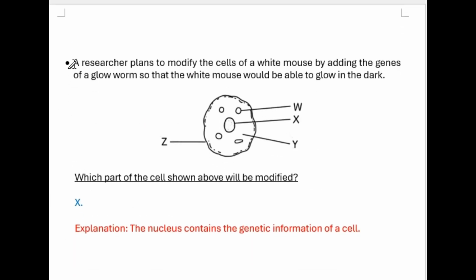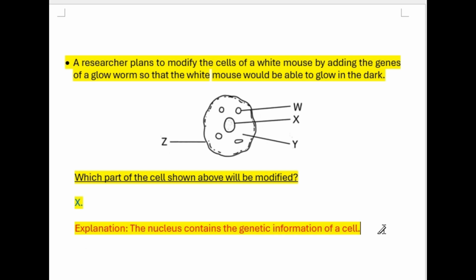A researcher plans to modify the cells of a white mouse by adding the genes of a glowworm so that the white mouse would be able to glow in the dark. Which part of the cell shown above will be modified? X. Explanation: the nucleus contains the genetic information of a cell.